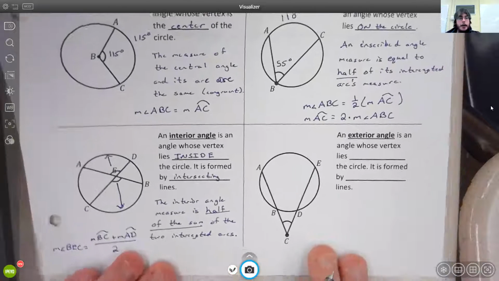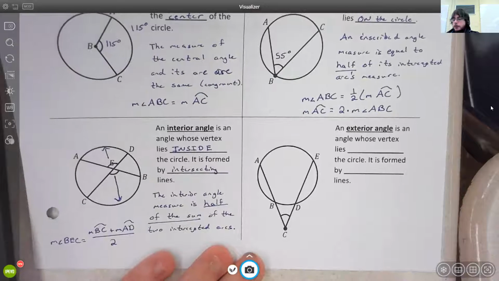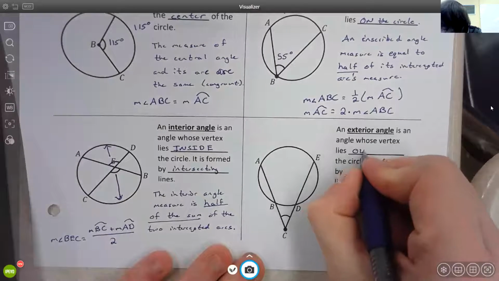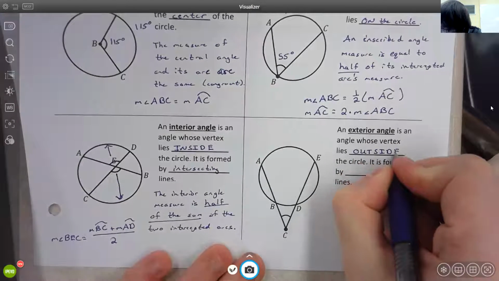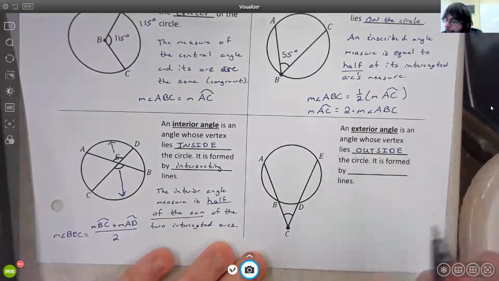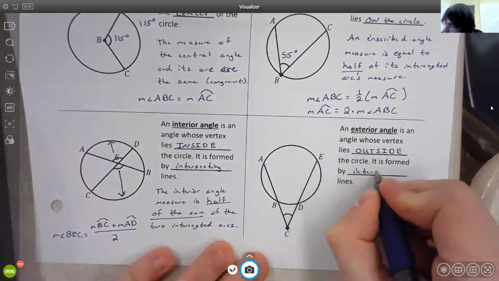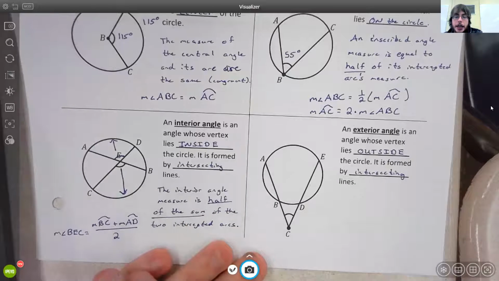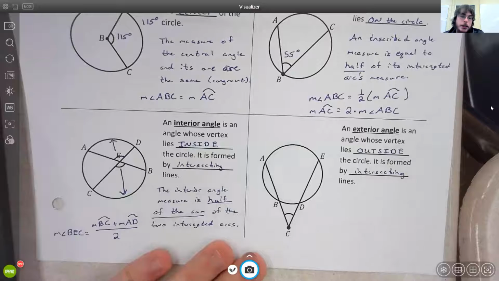And then our last type of angle we see in situations with circles is exterior angles. And an exterior angle, unlike an interior angle, is an angle whose vertex lies outside the circle. Okay, so the vertex has to be outside the circle, not on it, not in it, outside of it. It is also formed by intersecting lines. Now, the intersecting lines here could be tangents, they could be secants, it just depends. Either way, the method for finding the measure of an exterior angle is always the same.